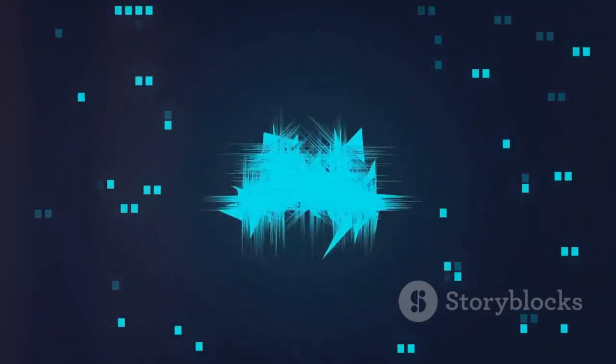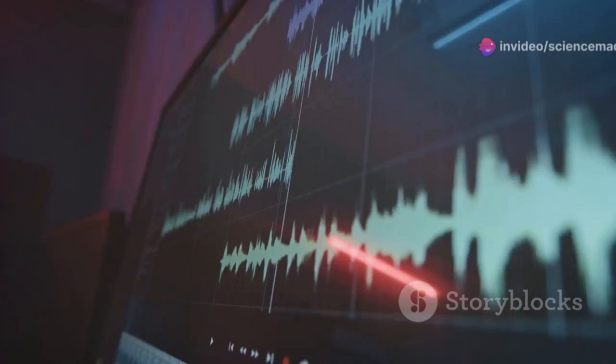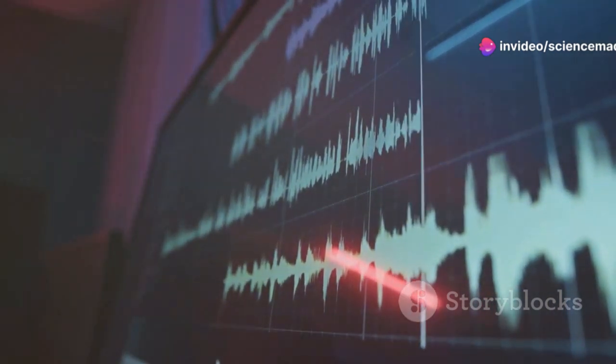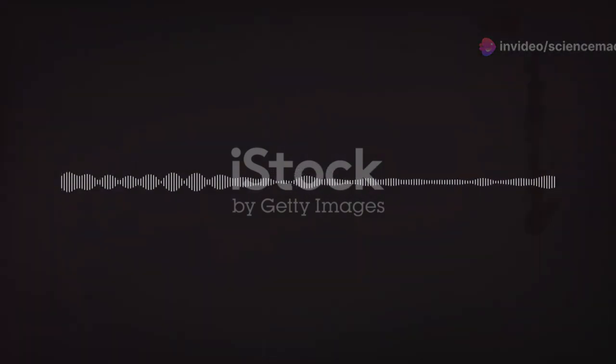Amplitude is the size of a sound wave. It's a measure of how much energy the sound wave carries. A sound wave with a large amplitude has a lot of energy and sounds loud. A sound wave with a small amplitude has less energy and sounds quiet.